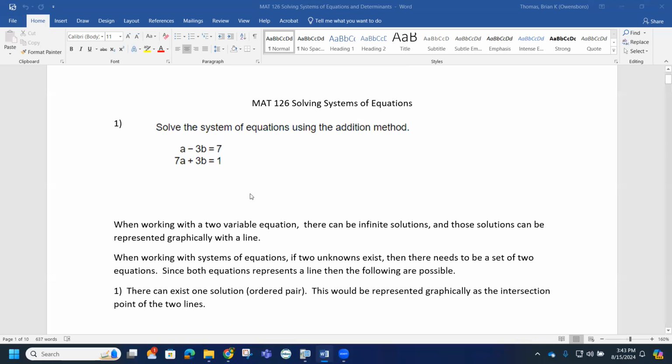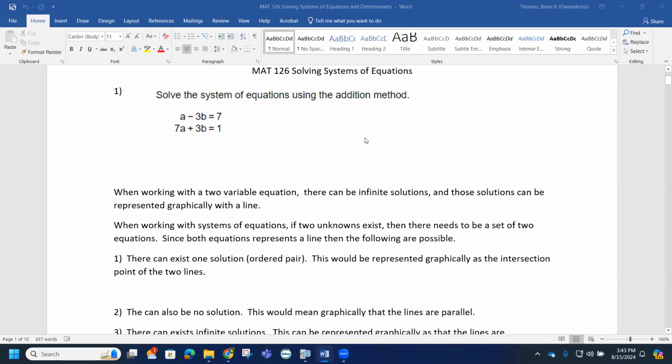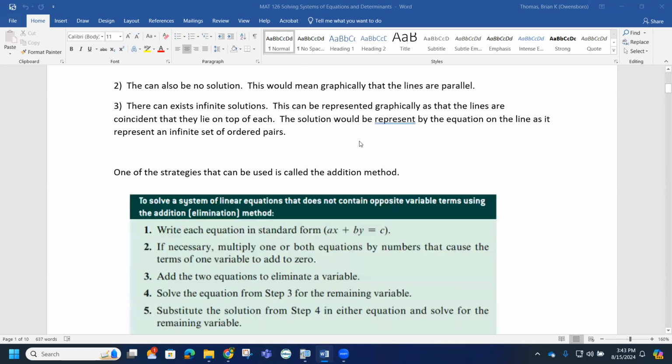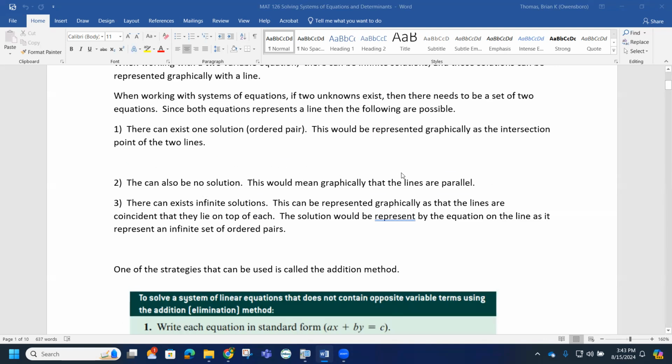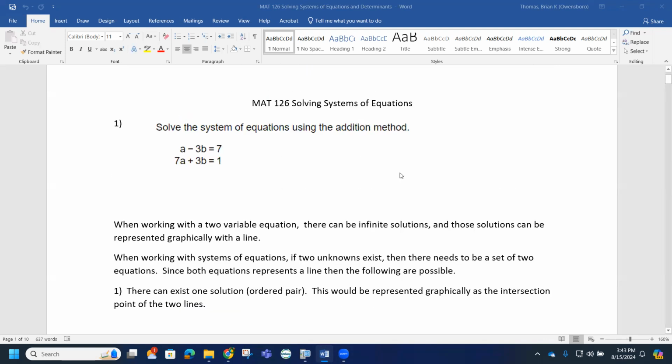So when I'm solving this system of equations, what we want to do is figure out a strategy. One of the strategies we can use is what's called the addition method. If I'm using the addition method, we want the equations to be in standard form. So let's see if we can bring these down here.